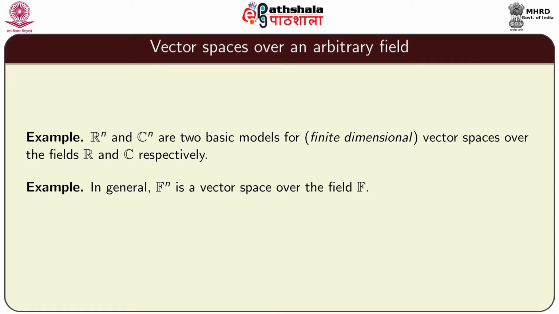For example, if the finite field is Z2, that means addition modulo 2, then 1 plus 1 would be 2, and if we reduce 2 modulo 2, then it will be 0. Therefore, one has to be careful when one is working with a finite field. Let us now proceed with some more examples.